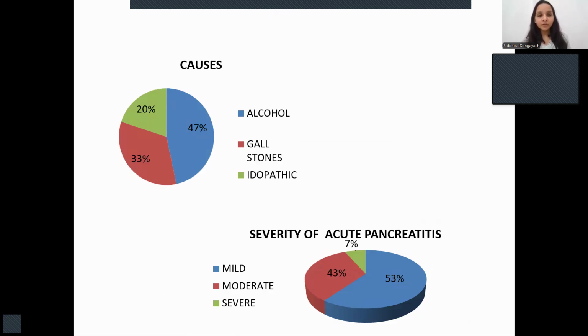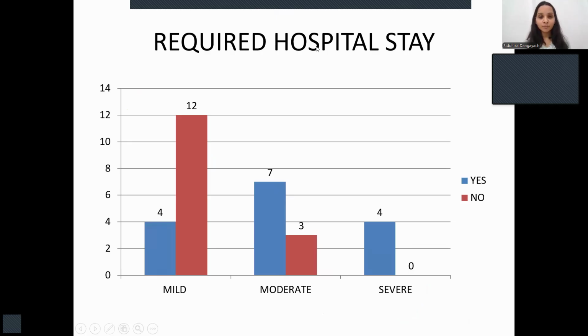It was found that about 47% of the patients had alcohol as the cause of acute pancreatitis, followed by gallstones, and third, idiopathic causes. Out of the three categories, mild, moderate, and severe, the most common was mild, followed by moderate, then severe. Regarding the requirement for hospital stay, it was found that patients with moderate pancreatitis had a more prolonged stay as compared to the mild and the severe variety.